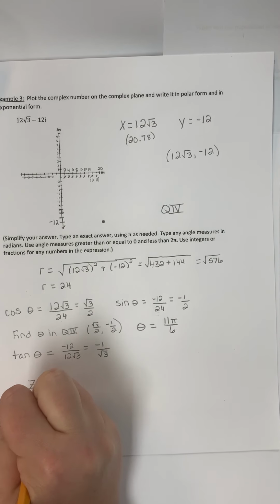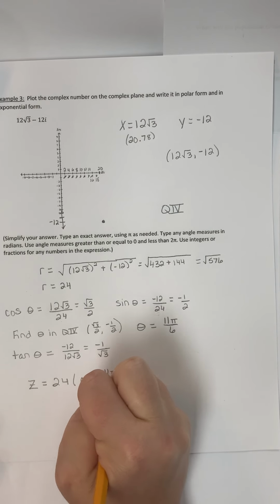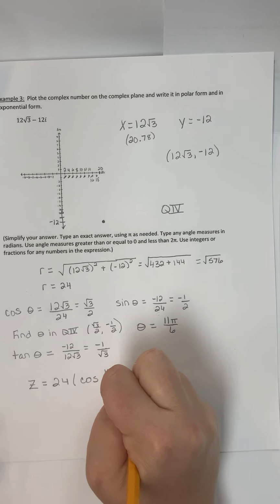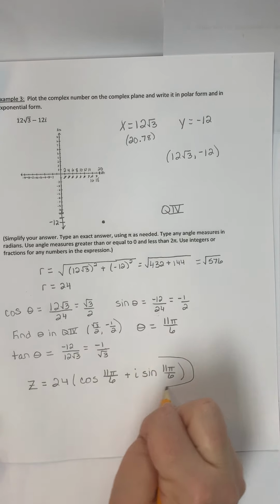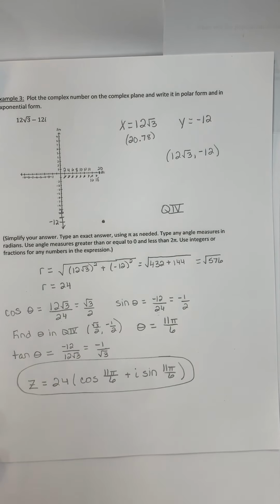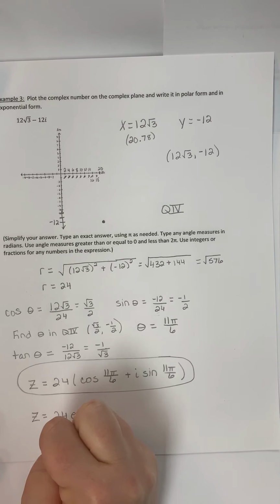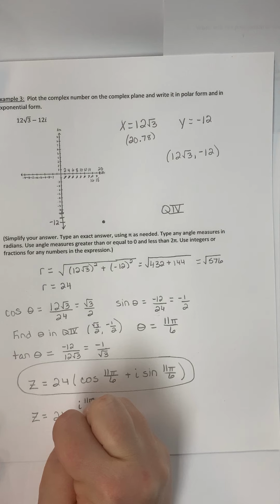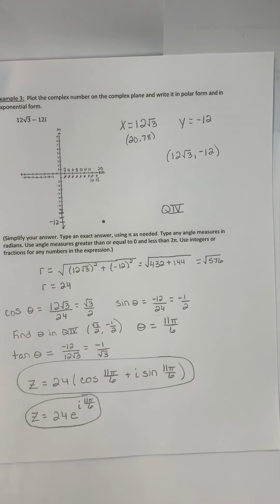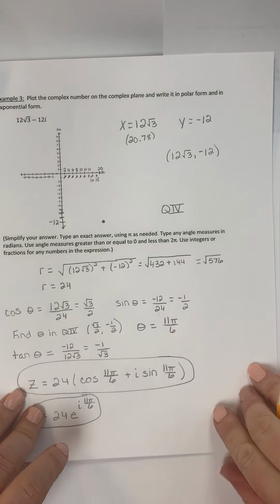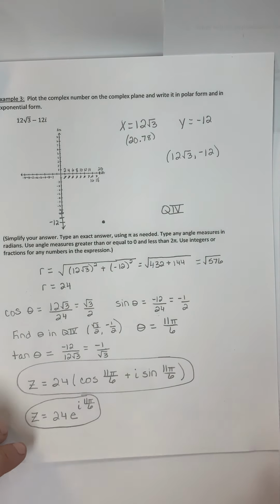Okay, now we want polar form. R is 24 times cosine of 11 pi over 6 plus i sine of 11 pi over 6. There it is. That's all you got to do. Okay, exponential form, r times e to the i times theta. And there's your exponential. So it's not hard at all. The trickiest thing is theta. Okay, but just make sure it lines up in the quadrant that you want it to be in.